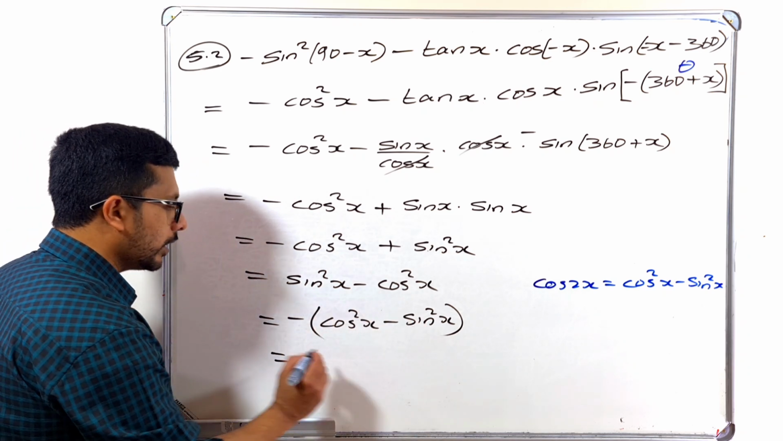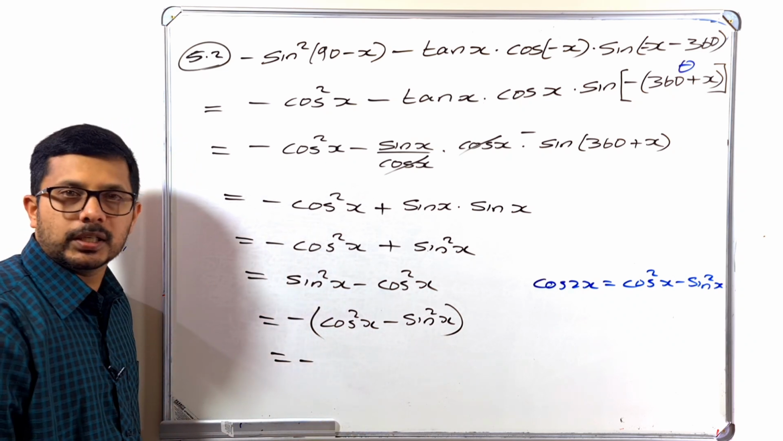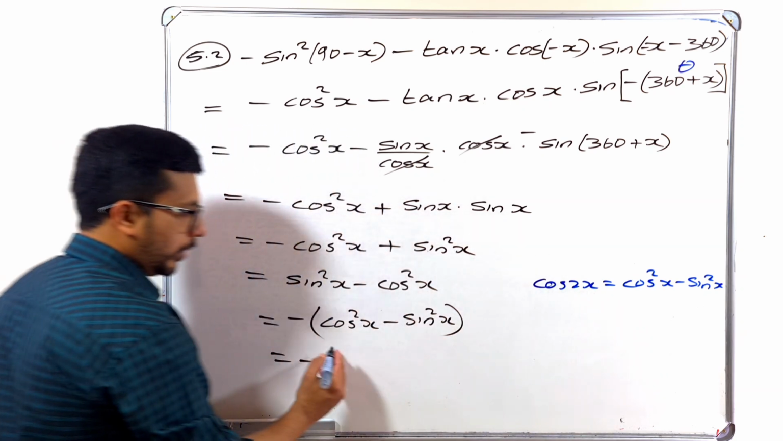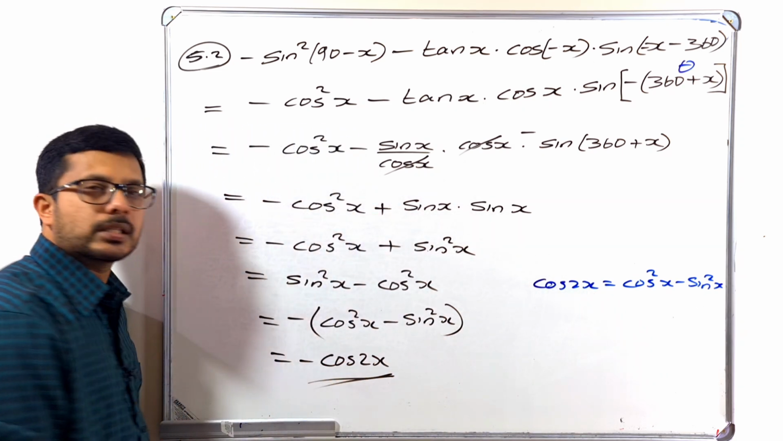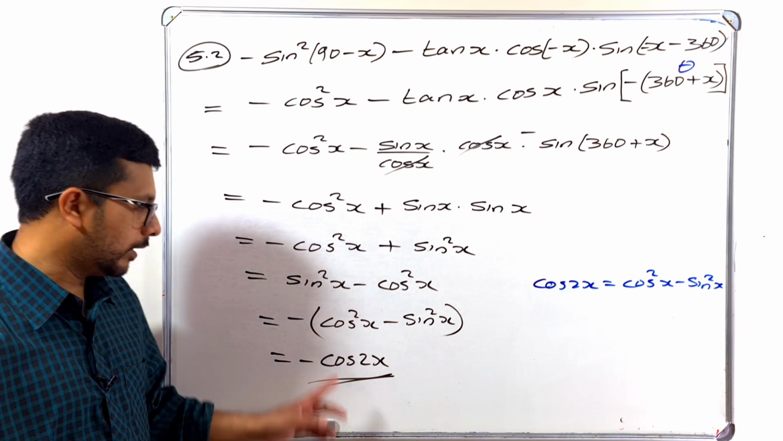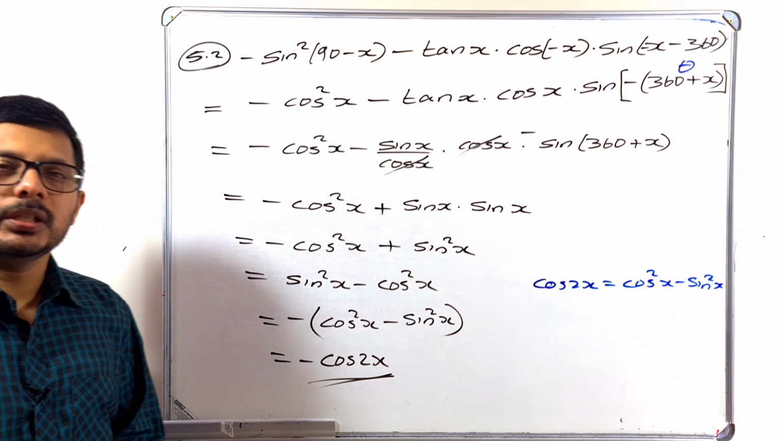Now look at the inside of the bracket. This one is cos squared x minus sin squared x. Yeah, you know that double angle identity. That is cos 2x. So it is minus cos 2x. Did you get the answer in single trigonometry? Yes. What is that single trigonometry? It's cos. Okay, so that is question number 5.2.